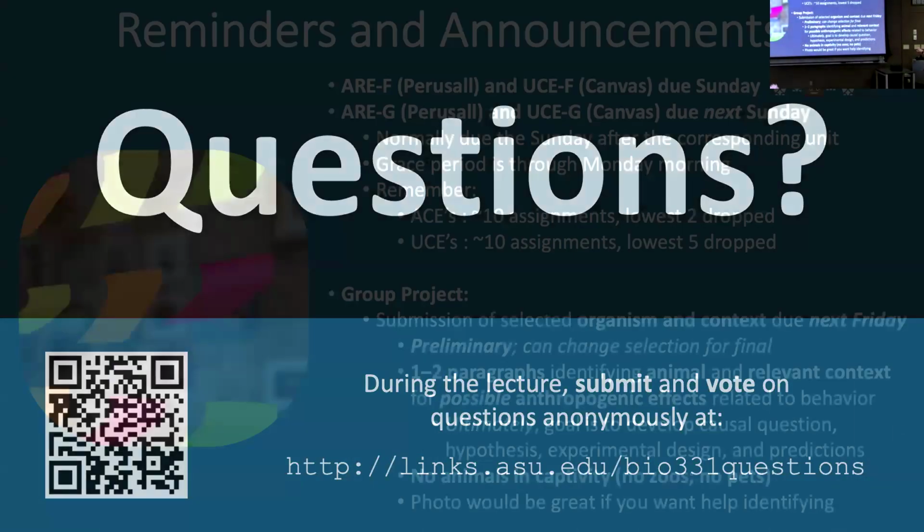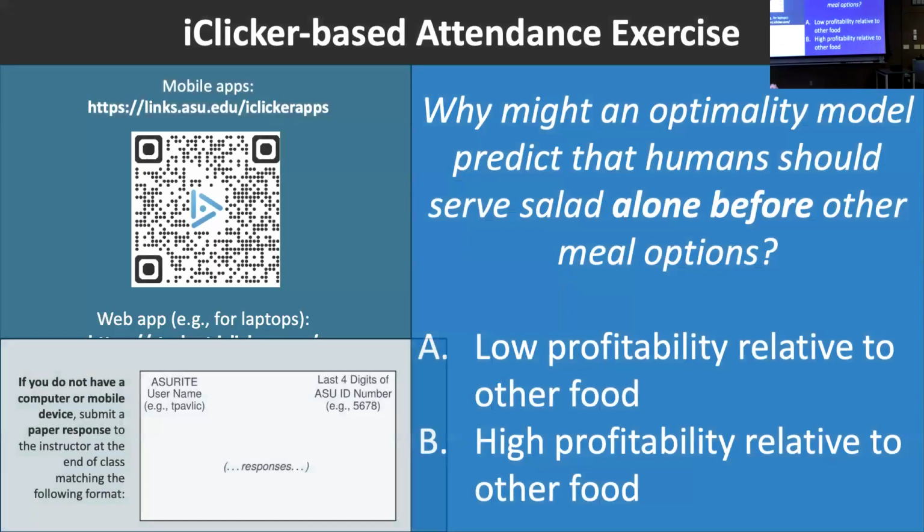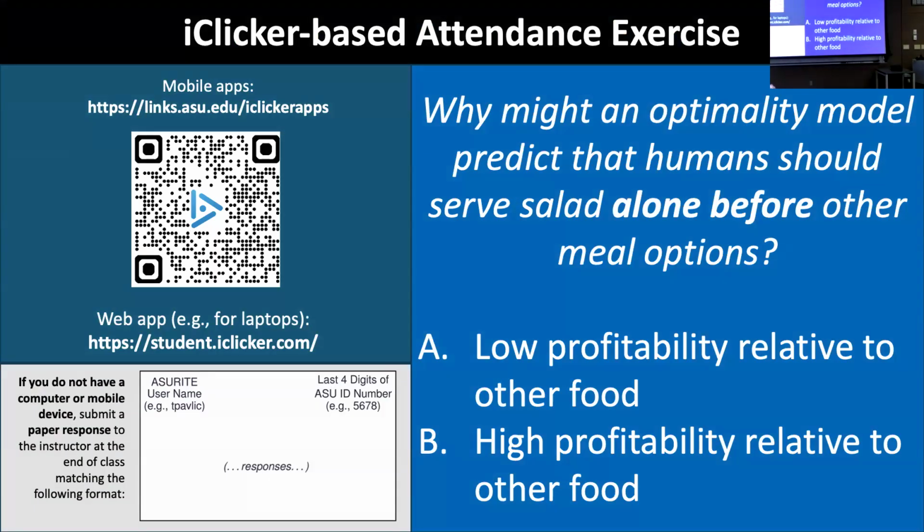I don't want to keep you much longer, so let's just give you the question here, which I already answered. So poll, multiple choice, A or B. The idea here is why might an optimality model predict that humans should serve salad alone before other options? Is it because the salad is low profitability relative to other food or high profitability relative to other food?